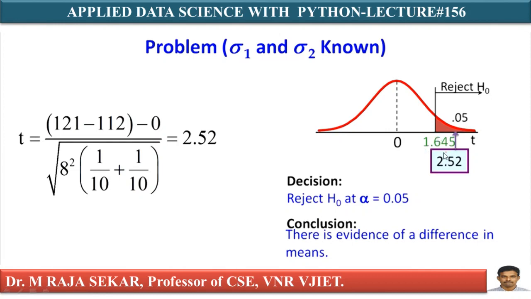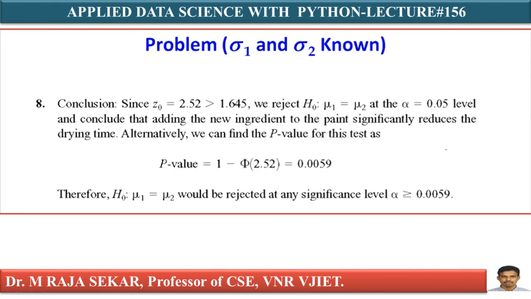Therefore, as your calculated value is exceeding alpha, I can say this, H0, as 2.52 is in the critical region, you must reject the null hypothesis. I already explained how to calculate the p-value. This is my p-value. Anyway, in the next slide I will show.